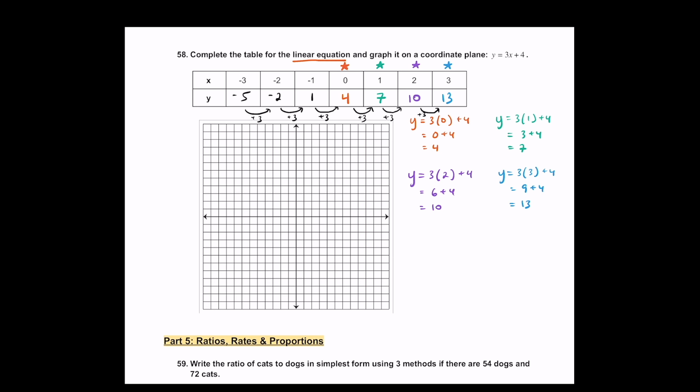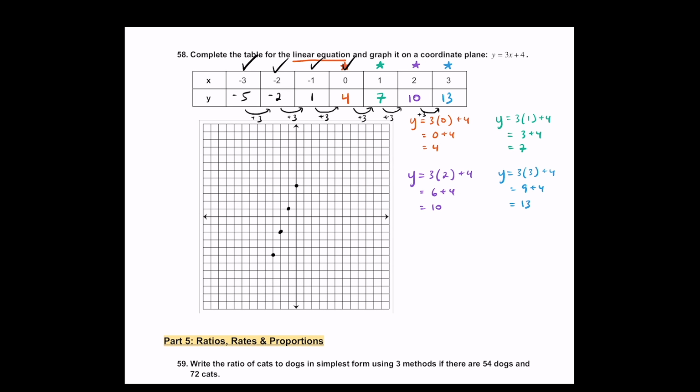Plotting the points, I'll go from left to right, so negative 3, 1, 2, 3, 1, 2, 3, 4. Here's negative 3, comma, negative 5. That takes care of this one. Negative 2, comma, negative 2. That's over here. Negative 1, comma, positive 1. It's right here. 0, comma, 4.